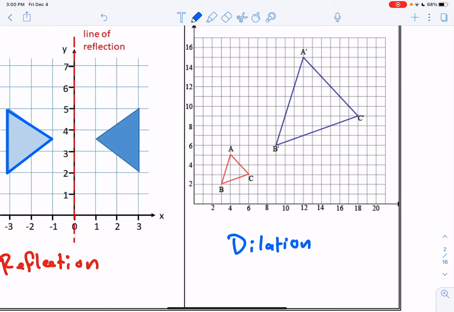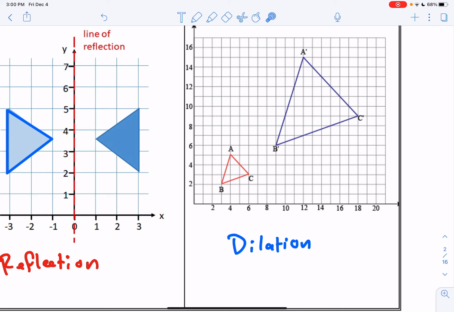So we can see here in this example, this red triangle down here with A, B, and C. That's my pre-image. Now look at the blue triangle right there, A prime, B prime, and C prime. Obviously the second triangle is much bigger than the first one. So this is a dilation. But we notice that the red shape and the blue shape are exactly the same. The triangle looks exactly the same. It's just that the second one's a little bit bigger than the first one. And that's what's going to happen with the dilation.